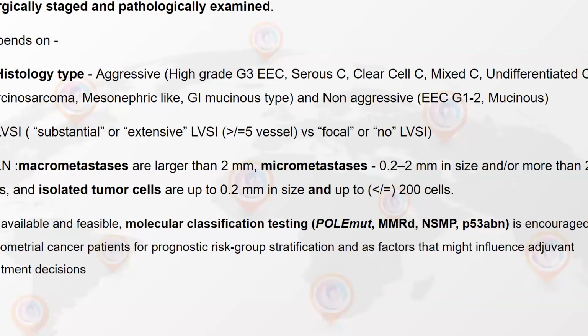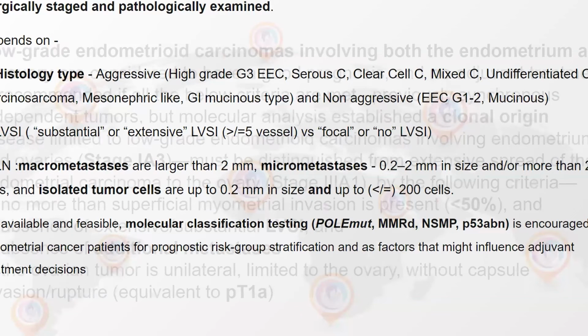And another important thing in the FIGO 2023 classification or staging is regarding the importance of molecular classification. They have divided the entire endometrial cancer into 4 molecular varieties, that is POLE mutated, MMRD, NSMP, and P53 abnormal. So they have requested that in case it is available and feasible and the patient is able to afford it, please do a molecular staging in all the cases.